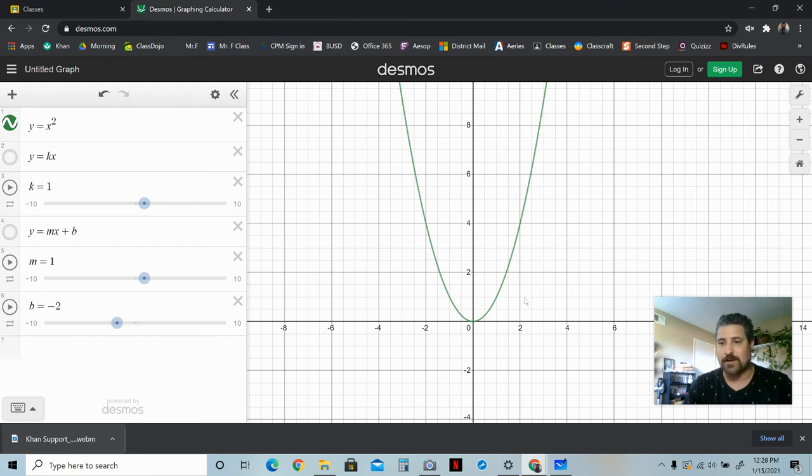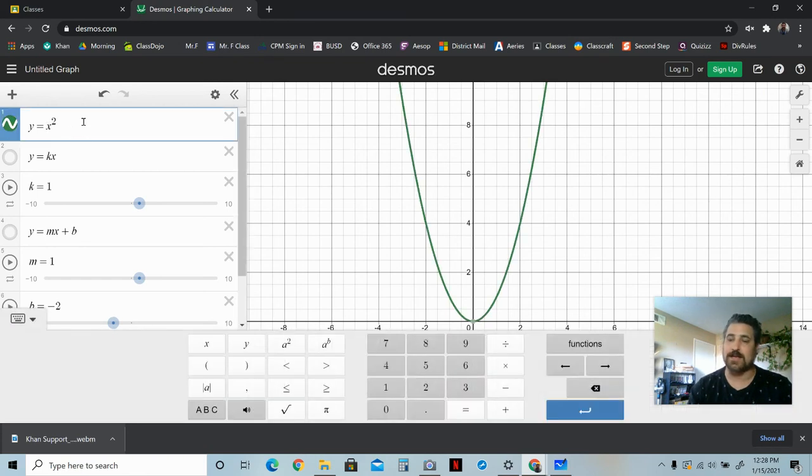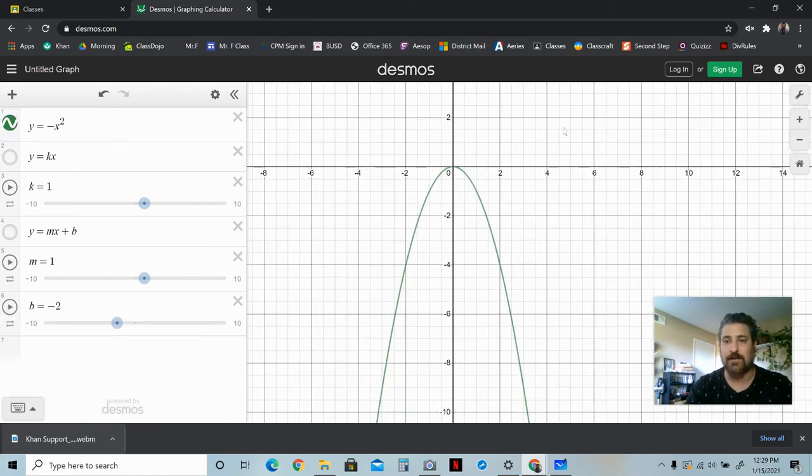Upwards facing U or smiley face. If you want to have that being a downward facing U or sad face, then you have to realize that the only way that would work is if you had a negative multiplier in front of it. So if you put a negative in front of the x squared, you'll notice that now the graph of negative x squared shows us a downward facing parabola.